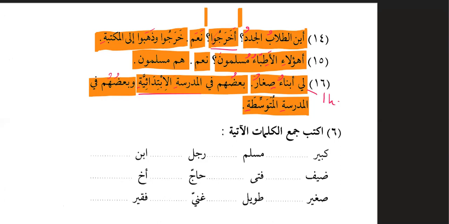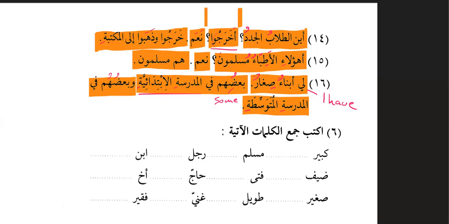صغار is small. أبناء is sons. So لي أبناء صغار: I have small sons, small children. Remember, بعض means some. بعضهم, some of them. Some of them are in the school.